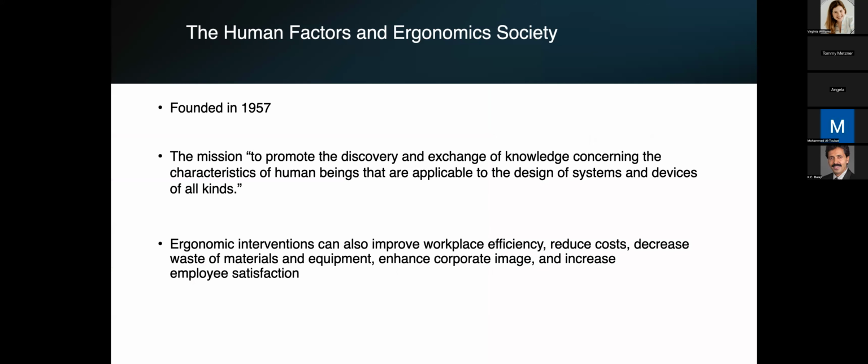Now, ergonomics in itself has a lot of interventions. They can improve workplace efficiency, reduce costs, decrease waste of materials and equipment, and increase employee satisfaction.